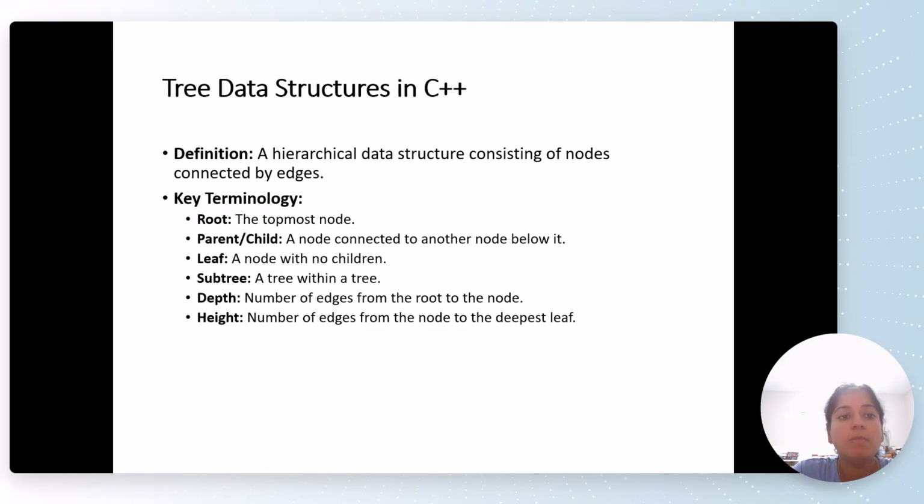Now, let us talk about the tree data structure. List, vector, stack, and queues all are linear data structures. Tree, on the other hand, is a non-linear or hierarchical data structure, which consists of some nodes and some edges. The topmost node is called the root. It has a parent-child relationship. A node is connected to other nodes below it.